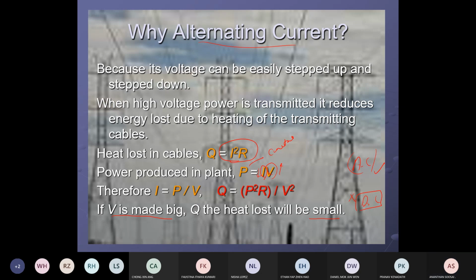Anybody? One disadvantage of AC? The disadvantage of AC is the circuit is a little complex. Okay, the circuit is complex compared to the circuit for DC. That's the disadvantage. Lots of components are required to generate alternating current. Please include it in your notes. The disadvantage of alternating current is that the circuit for alternating current is complex compared to DC.